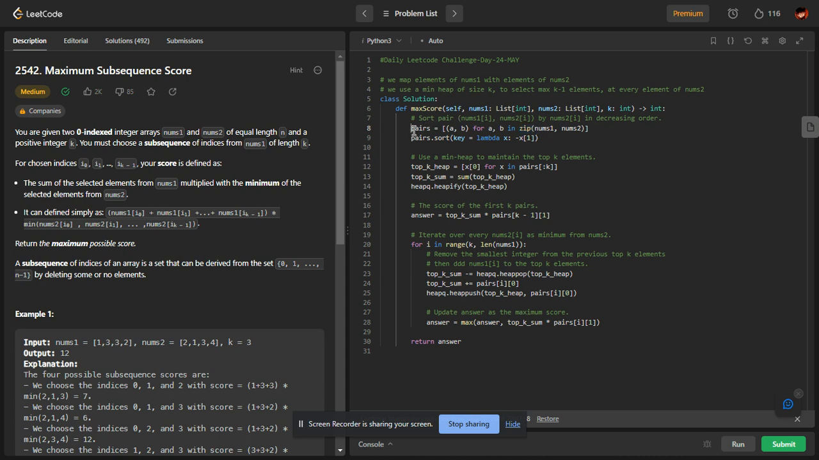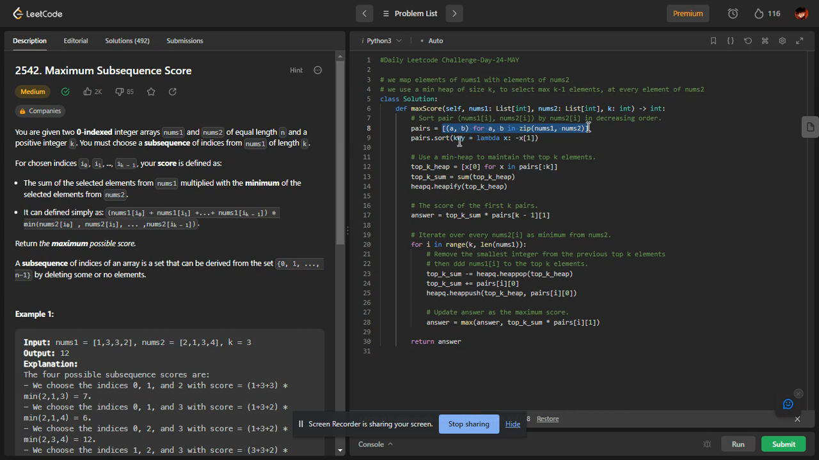Pairs is going to be a list where we pair every element of nums1 with every element of nums2. So a represents the elements in nums1, and b represents the corresponding element at the same index in nums2. I am going to pair them. Why am I pairing them? Because I want to sort nums2, but I don't want to lose the connection of each element with nums1.